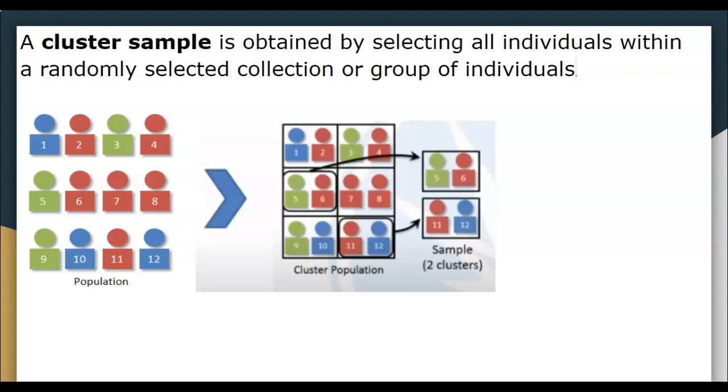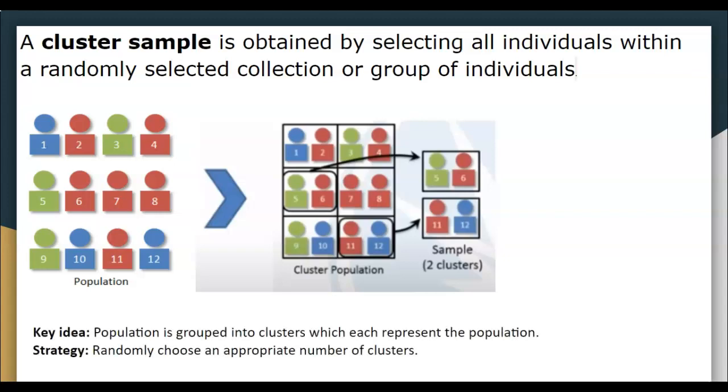So the key idea here is that a population is grouped into clusters, which each represent the population. And the strategy that we can use is randomly choose an appropriate number of clusters.